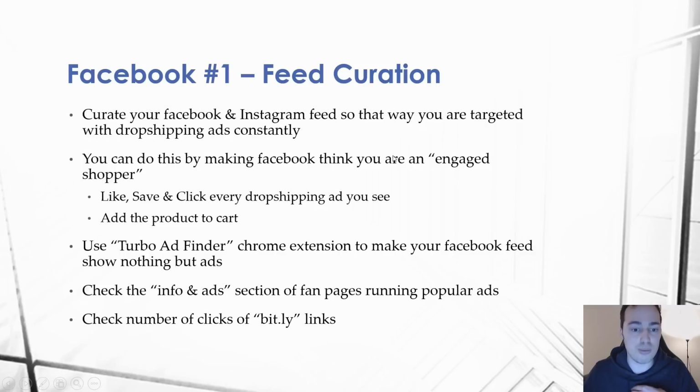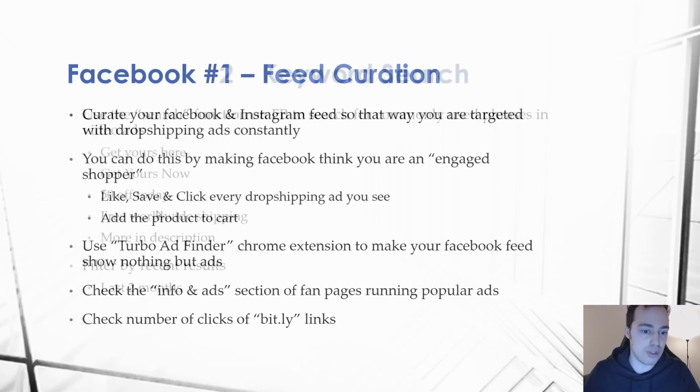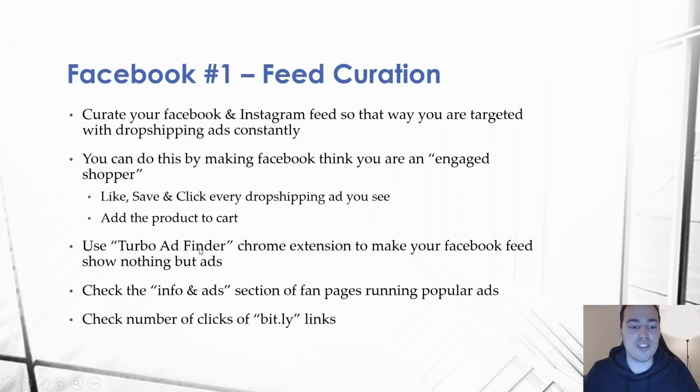We want to actually be categorized as someone who can potentially buy products. So we always want to add the products to cart there. And then we're going to use a Chrome extension called Turbo Ad Finder to make our Facebook feed show nothing but ads. And I'm going to be showing you a live example of this in just a second. And we're also going to check the info and ads sections of fan pages that are running popular ads. That way we can see all of the ads they're running.